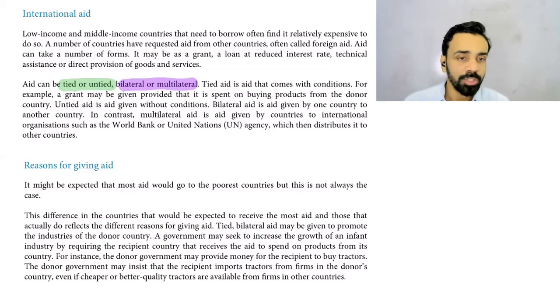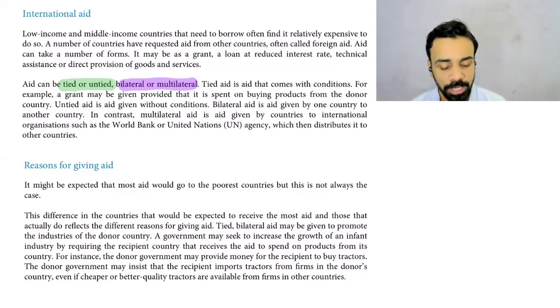Untied, on the other hand, would be something where we're giving you the money, but in good faith, there are no conditions involved. You can go and buy stuff from anyone. But usually inside this also good faith comes into play, and you tend to buy from the same country just to make sure that we have good relations with those countries, right?